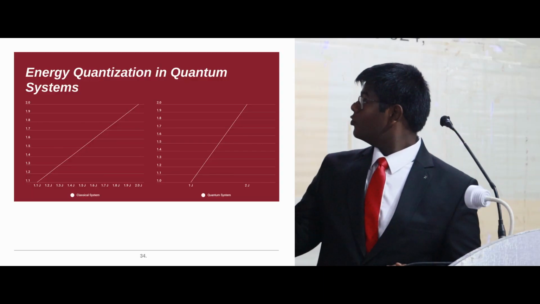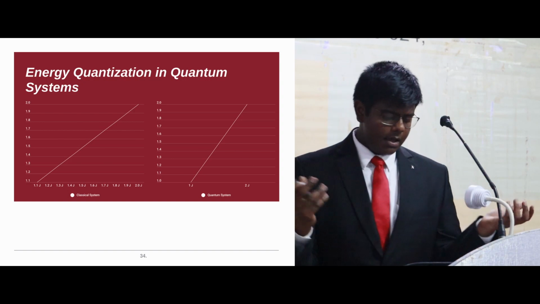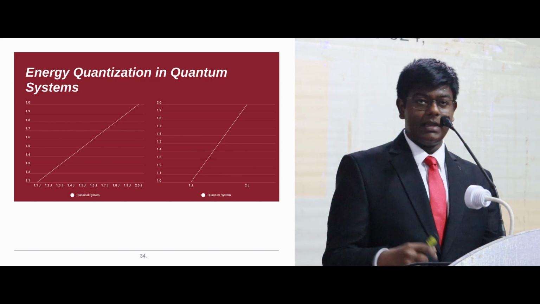quantized. But let's say it's quantized to have only whole number values. This coin, if it were an elementary particle, could only have energy values of 1, 2, 3, 4, 5 and nothing in between. No 1.5 joules or 3.5 joules or 3.75 joules. And I've made this graph here to show you how exactly this affects the calculations in a quantum system.